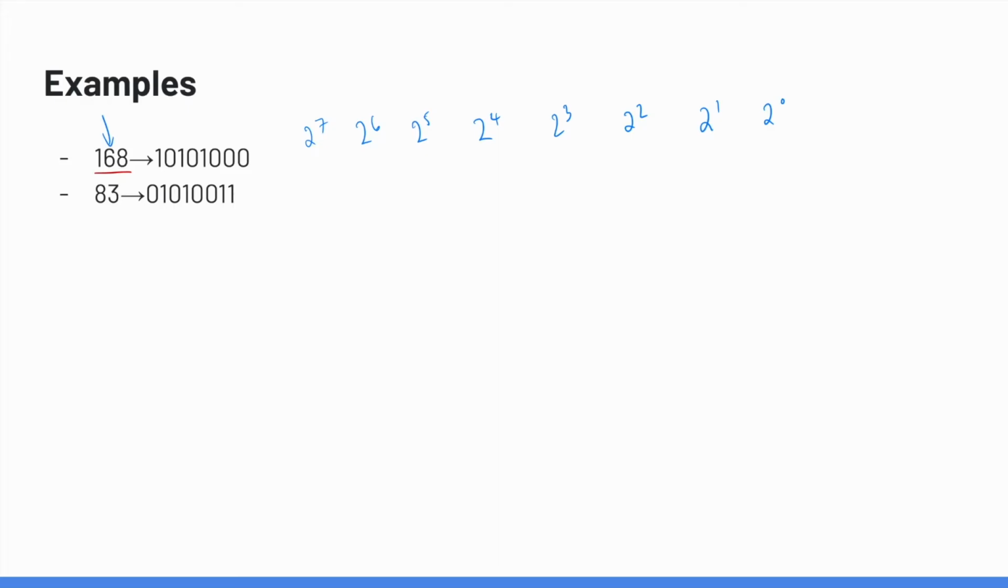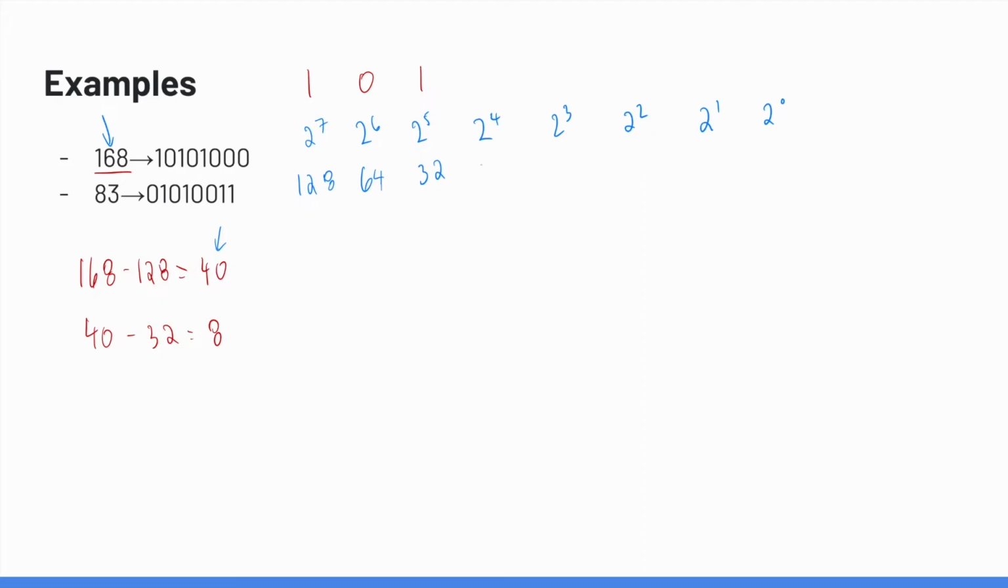But we know 2 to the power of 7 is going to be 128, and 128 does actually fit into 168. So we can go ahead and do 168 minus 128, and we're left with 40. We're going to put a 1 right here. So our next value right here is 64, but 64 is too big to fit into 40. So we're going to put a 0 right here, and we're going to move on. Now our next value is 32, and 32 is small enough to fit into 40. So we can put a 1 right here. We can do 40 minus 32, and we're left with 8.